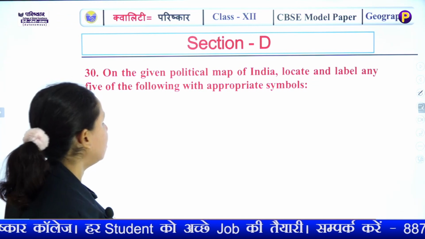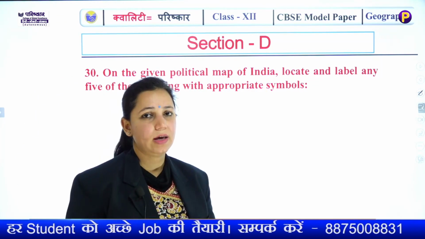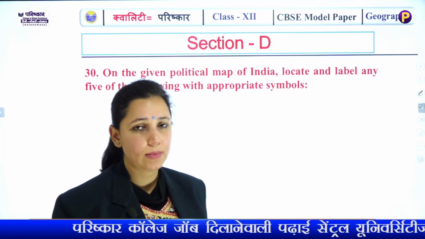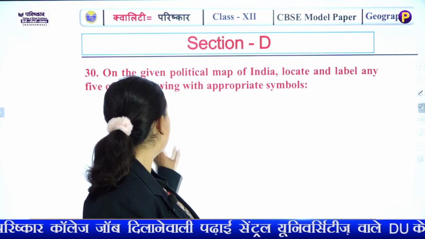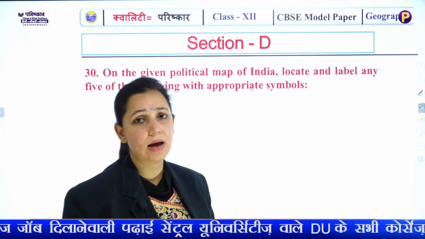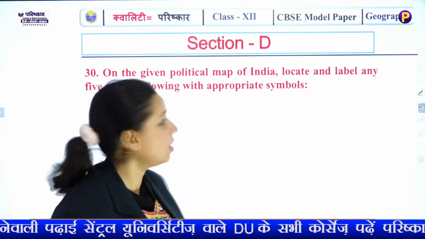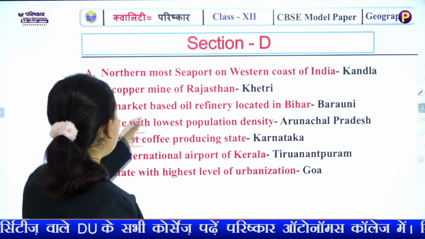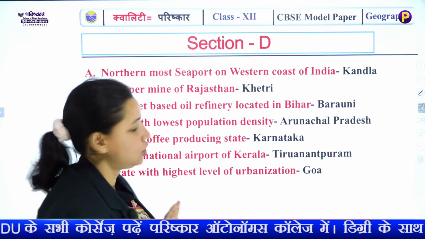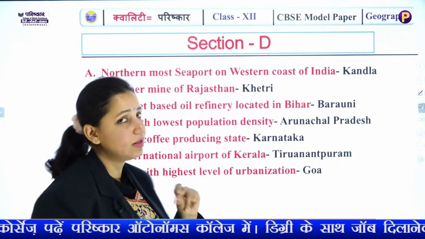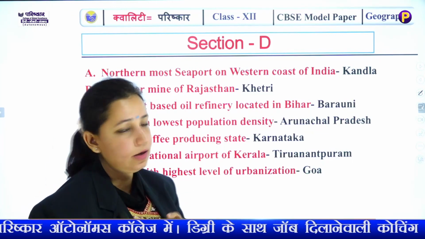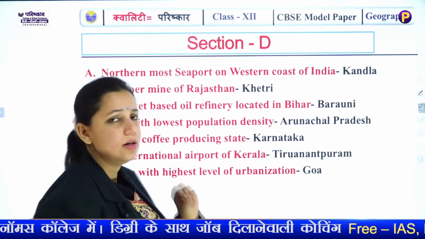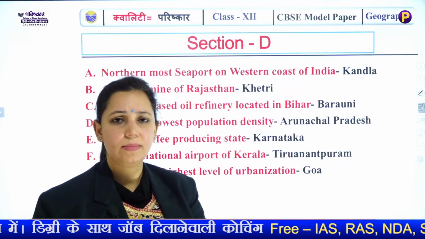Now on a given, it was a question based on the world map. Locations you have to mark on the world map. Now you have to mark on political map of India with appropriate symbols the given question. Now this is a political map of India, and you have to mark these locations with symbols. So you have to select the symbols very accurately. You can simply use A, B, C, D.